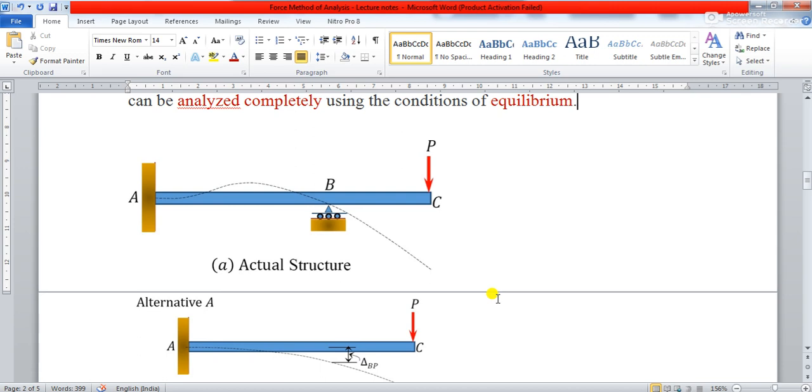Sir, at fixed point A, sir, 3. One moment, one horizontal and one vertical. Correct. And at B position, sir, roller support. That is the one vertical, sir. Correct. So at A, absolutely correct.